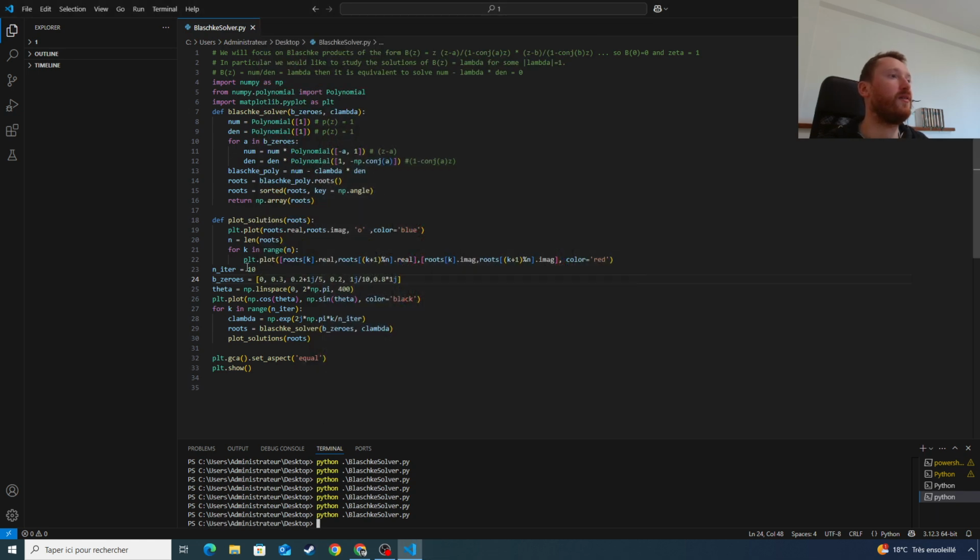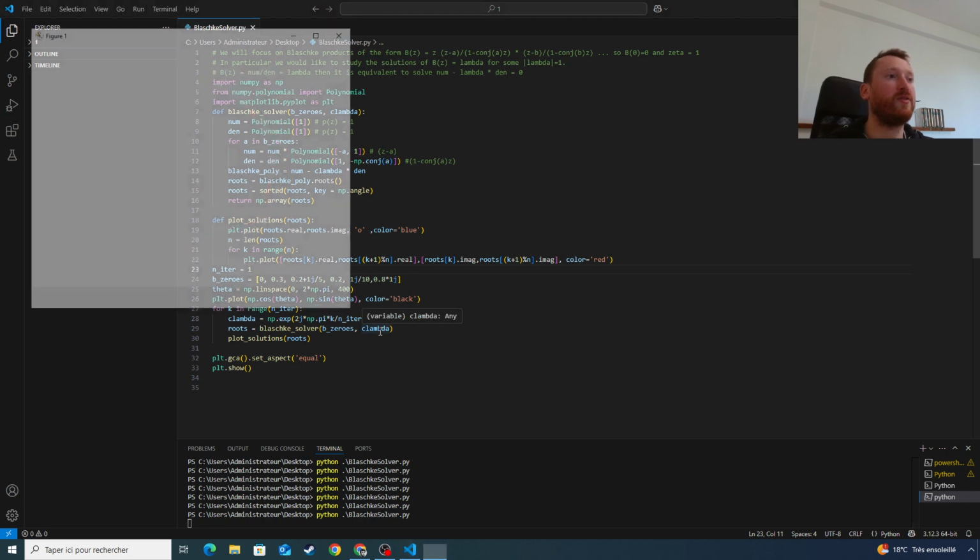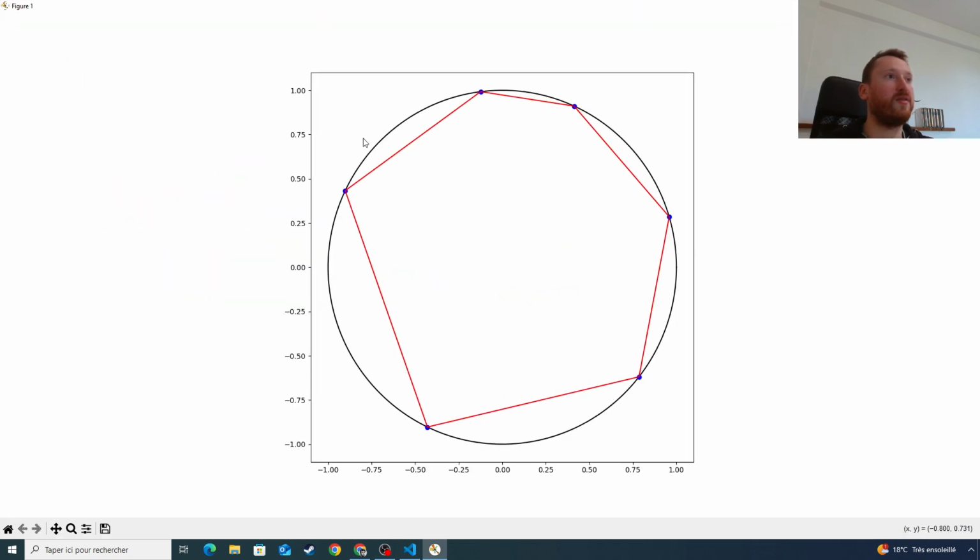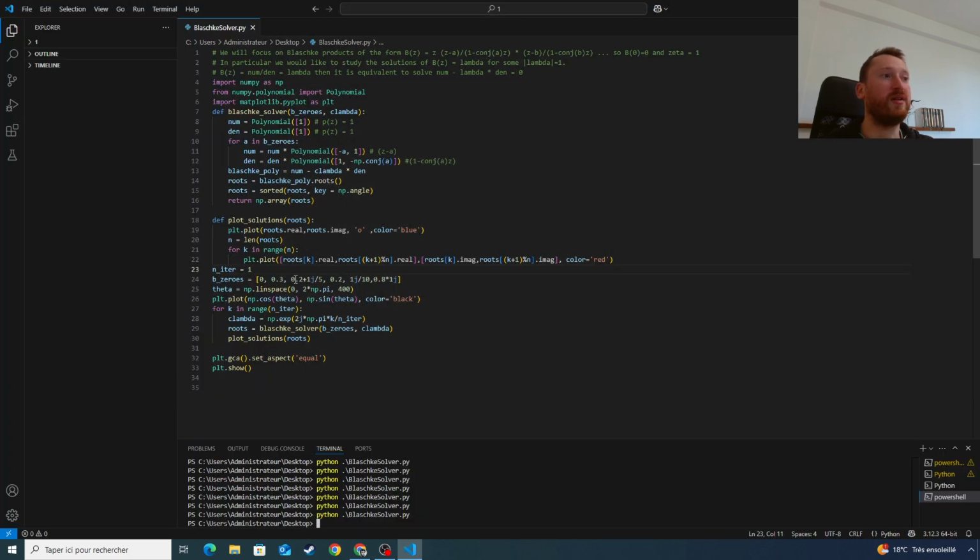We can see that like this if I compute only one set of solutions. We have 1, 2, 3, 4, 5, 6. So a 6-sided polygon that is circumscribing this strange curve. And we can do that for all the Blaschke products. You can change these zeros and check what happens. But we have at least 3 results on Blaschke products.